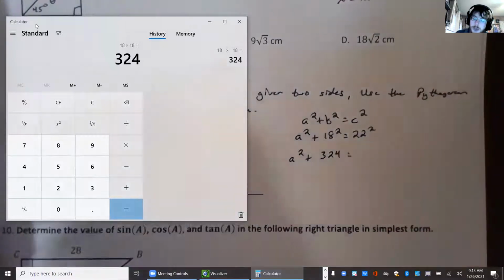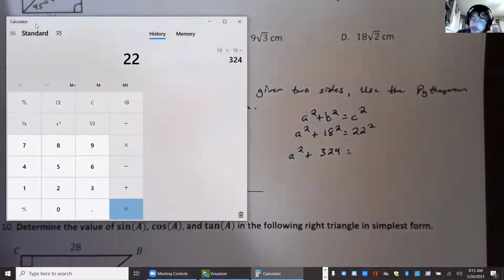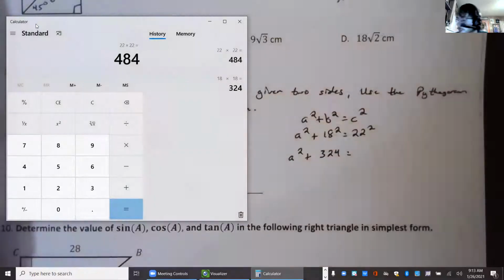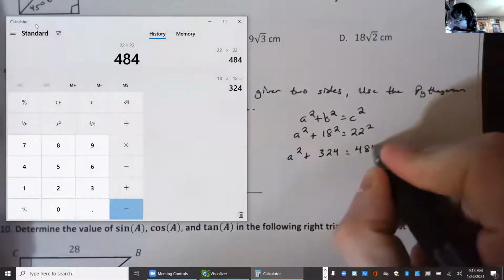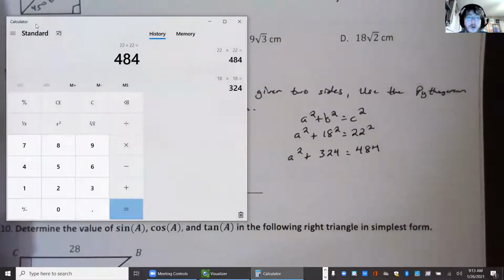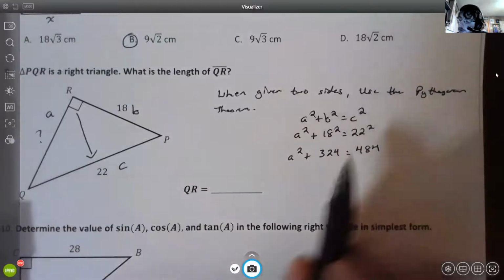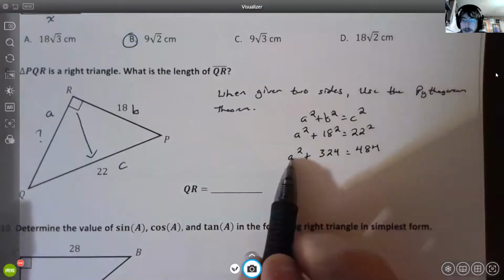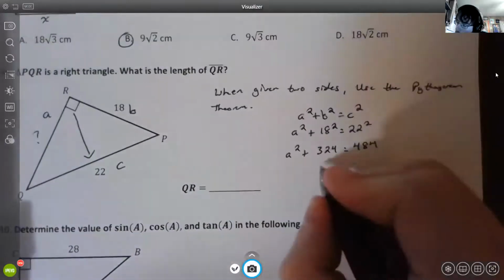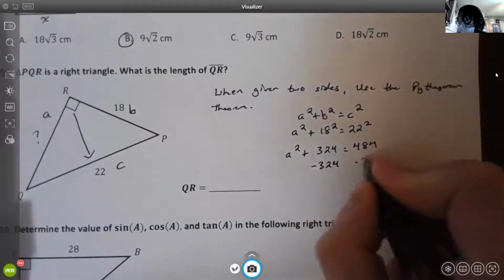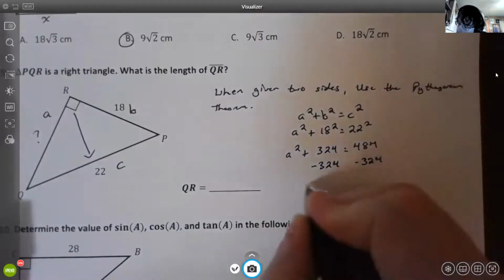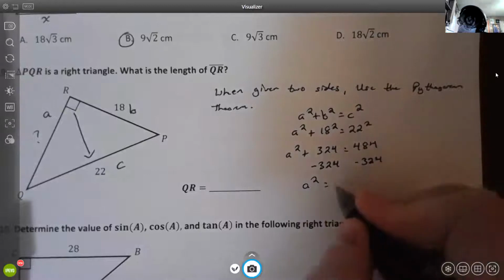And 22 squared gives us 484, I believe. Yep, 484. So 484. All right. Now we need to get the A squared by itself. So we subtract 324 from both sides, and you end up with A squared equals 160.